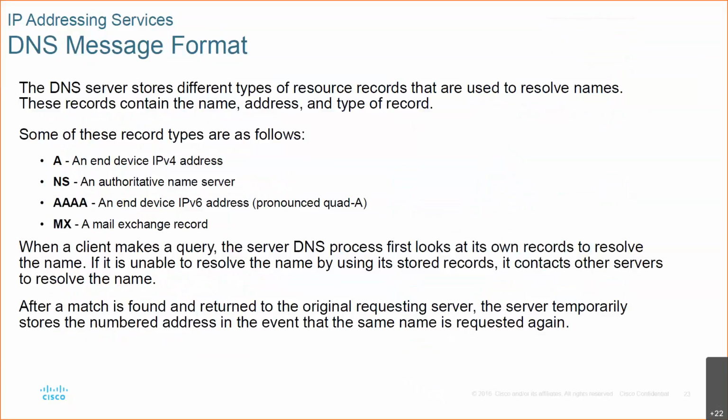Your domain naming server has got certain record types. If you get A, that means the end device has got an IP version 4 address. If you get quad A, that means an IP version 6 address. If it is NS, that means authoritative name server. And if it is a mail exchange server, it will have MX. So these are some of the record types associated with your DNS server.